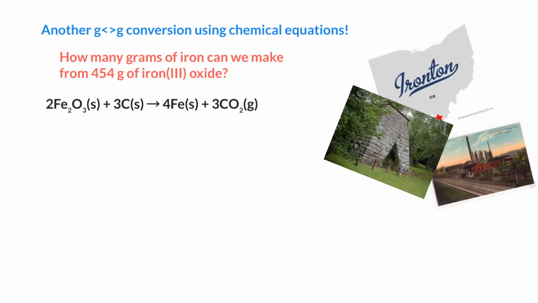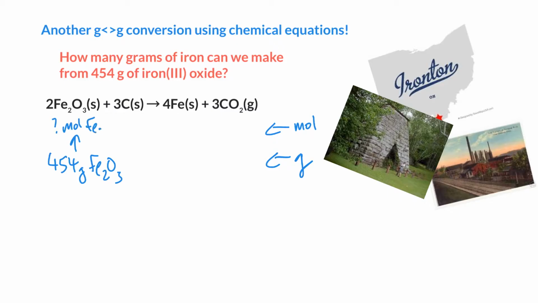Same way as before, we set up our lines. So we've got moles and grams, and we're going to start off with 454 grams of iron 3 oxide, and we're going to convert it to moles of iron 3 oxide. So that is step 1. And then we're going to go to grams of iron. So we need to go all the way over to the iron. So we need to know how many moles of iron. And then we can go all the way down to the gram line. And that is our third step.